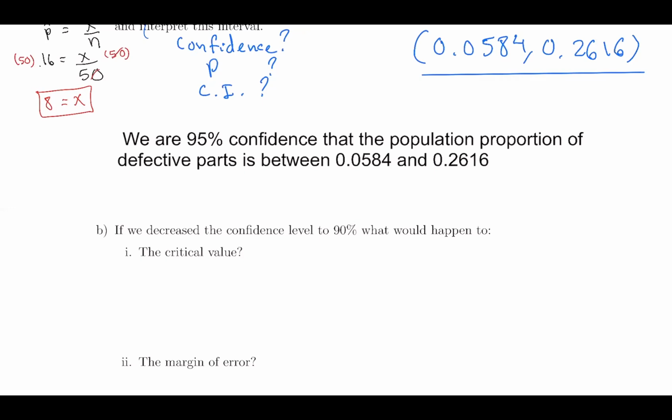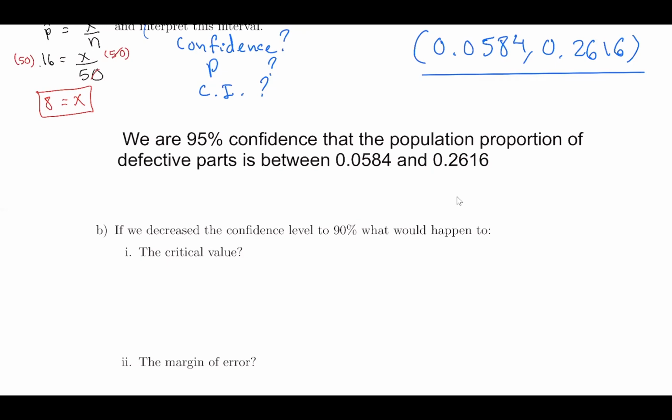All right, let's do B. For this one, we're not going to do any mathematical operation. All we want to do is say how this item should get affected. So we just want to say, is it going to go up? Is it going to go down? Like, what's going to happen? There should be no math involved. It said, if we decrease the confidence level to 90%, what will happen?